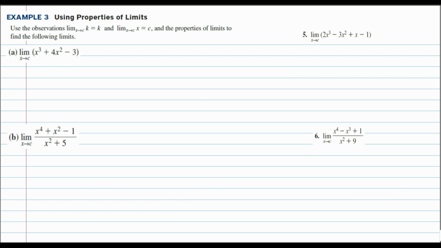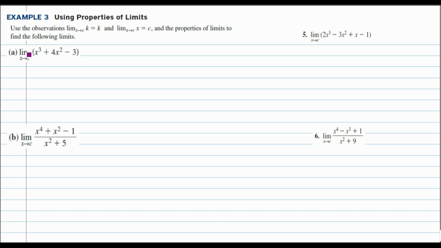So finally, here we are, example 3, using properties of limits. So we're going to use the observations, the limit as x approaches c of k equals k, and the limit as x approaches c of x equals c, and the properties of limits to find the following limits. Okay, I know that you may be thinking ahead, but as I've told you before, it is so important to show your work in this course. So please show every single step in your working with limits on your homework and practice.